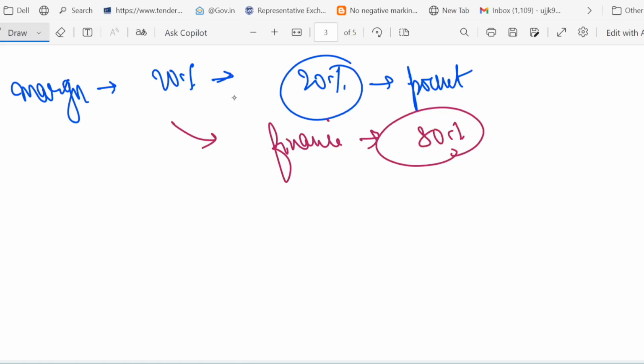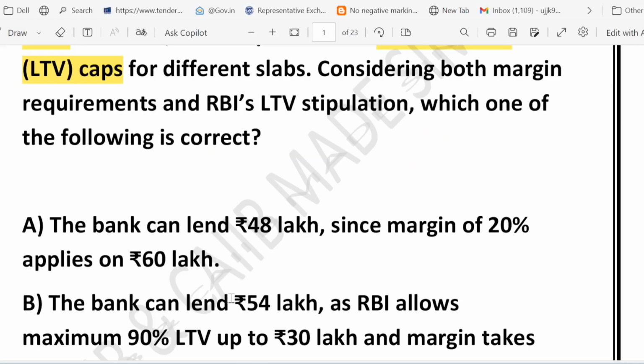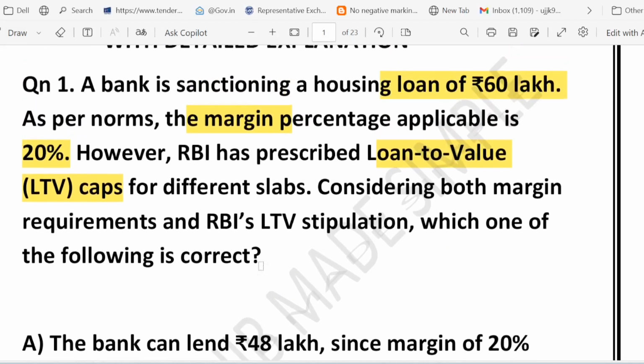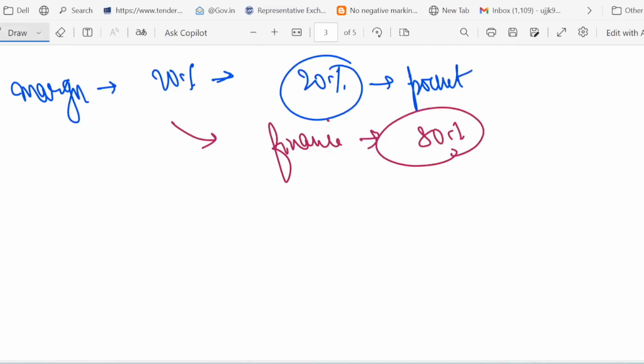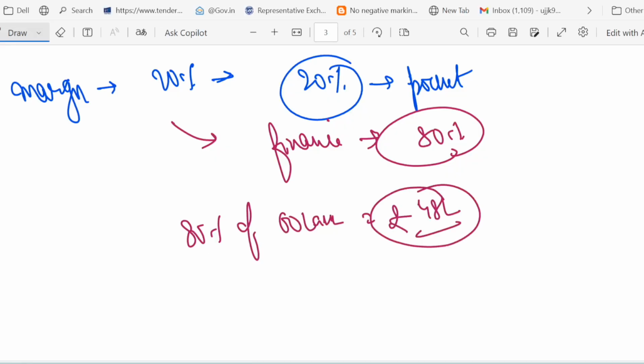Now think about it. The total housing loan is 60 lakh. So what is 80% of 60 lakh? That will be financed by the bank. That would be 48 lakh. So this 48 lakh is the bank finance.